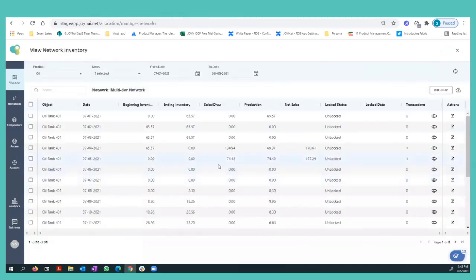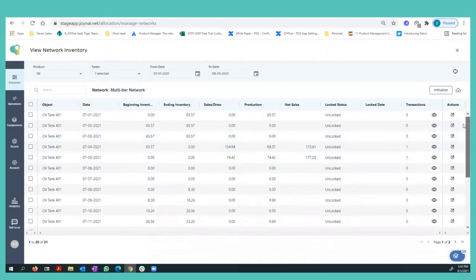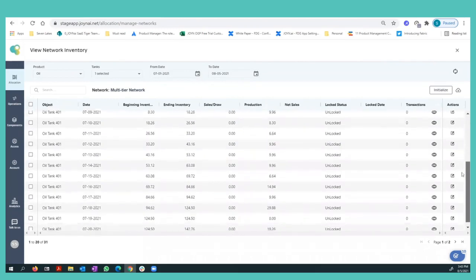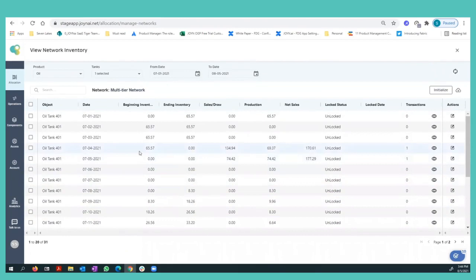FIFO override becomes important when there is going to be some remnant inventory after a draw out event on a tank. So what we should look for is a scenario where there is a sales draw out, but there was still ending inventory after the sales draw out. I believe that scenario exists on the 29th here. On the tank, the beginning inventory was 226 barrels. Some inventory was drawn out, but there's still leftover inventory in the tank at the end of it.